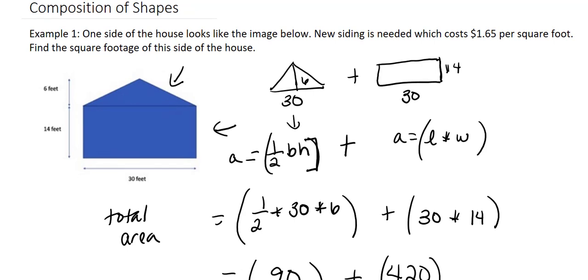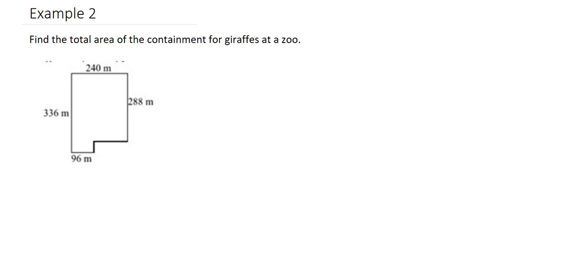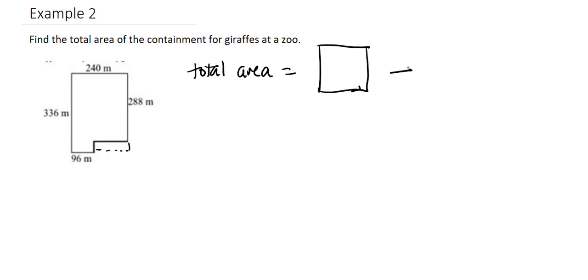So let's go ahead and look at the second example. So example 2, we're going to find the total area of the containment for the giraffes at the zoo. So notice we have a pretty large rectangle, except it's missing this little part. So you can find the total area 2 ways. We could take the whole area of this whole thing and then subtract this little part.